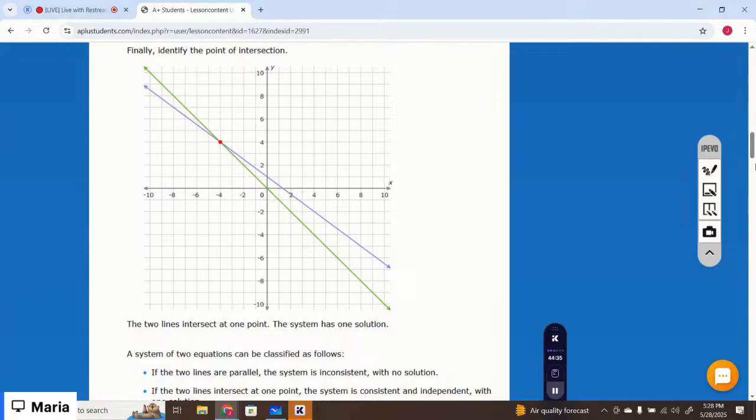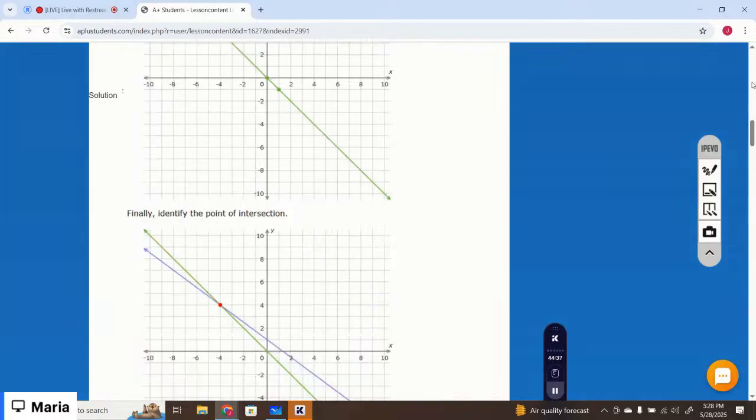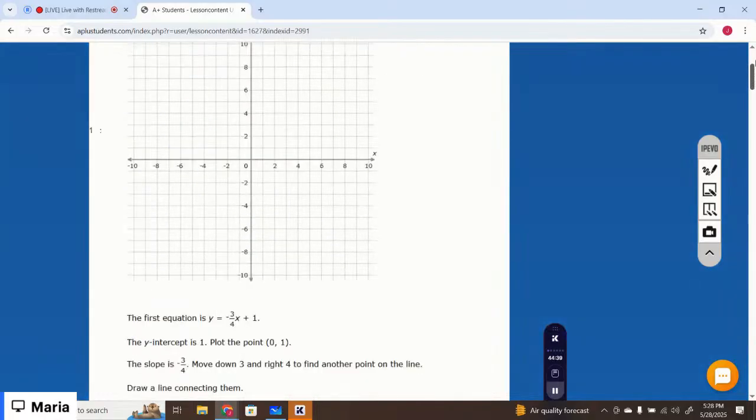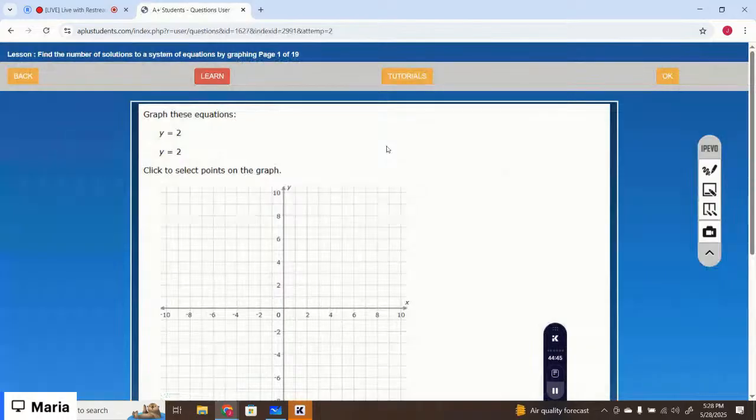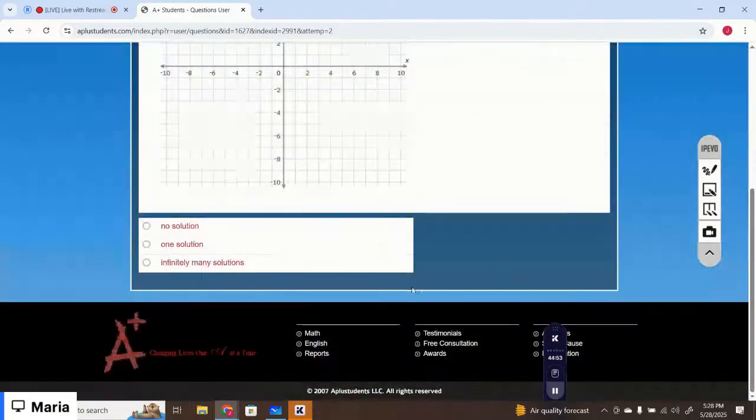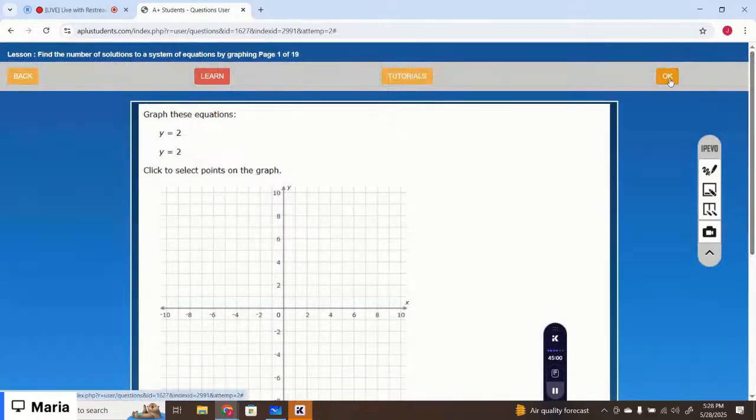Let's start with the test questions. Graph these equations. So these are identical equations. So the correct option is infinitely many solutions. The equations have infinitely many solutions.